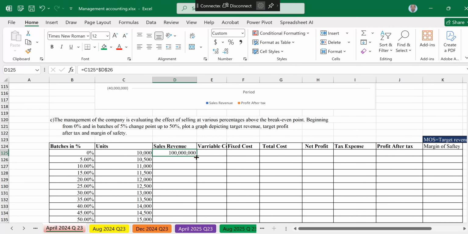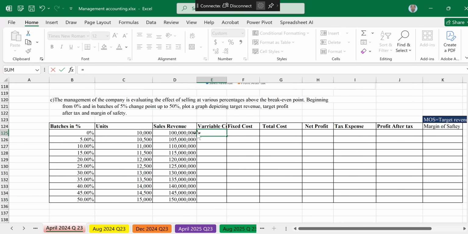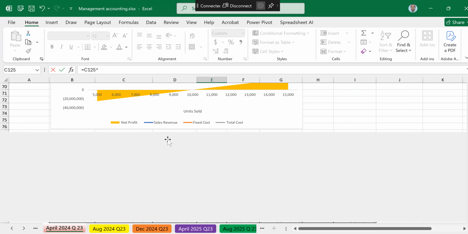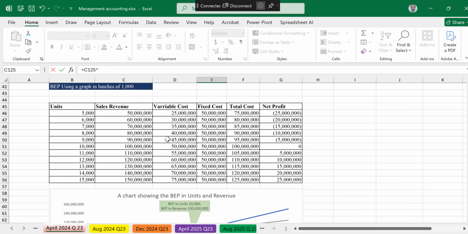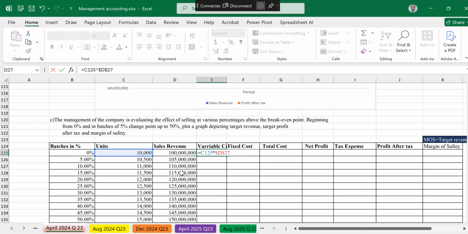Now, if you just multiply with 10,000, you don't lock anything. In fact, there is no cell now to lock there. If you multiply times 10,000, then variable cost will be equal sign, again, the units sold, times the variable cost per unit up there. It was 5,000. If you want, you can just multiply with 5,000, but I'm moving up and clicking on this 5,000 that we have under variables. I'm locking, enter, drag down.